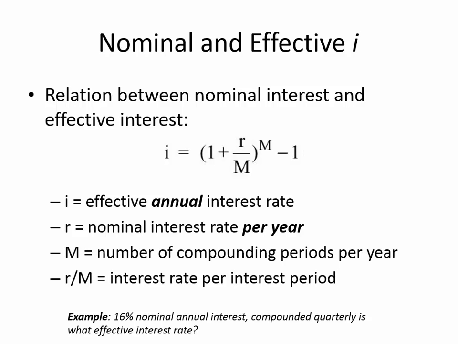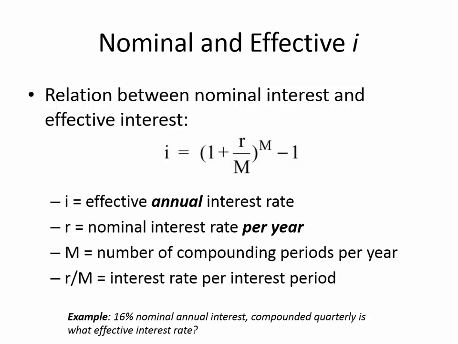Let's look at, for that 16% that was mentioned on the previous slide, if that's our nominal annual interest, and we want to find out the effective interest rate when it's compounded quarterly. So what we do for that one is just first of all identify the variables. So R is going to be the nominal interest rate per year, 16%, which we'll write as 0.16. If we're compounding quarterly, then that means that M is 4, because there's 4 times per year that the bank is going to check your account and tally up the amount of interest that's owed.